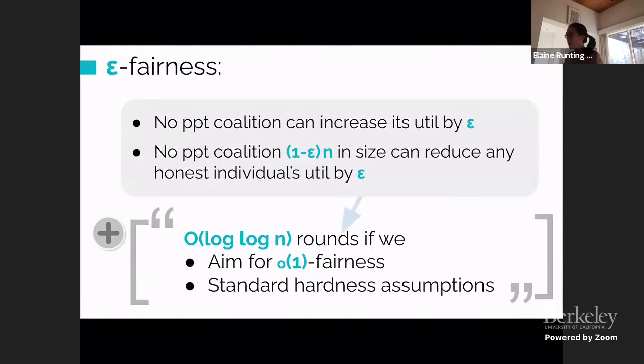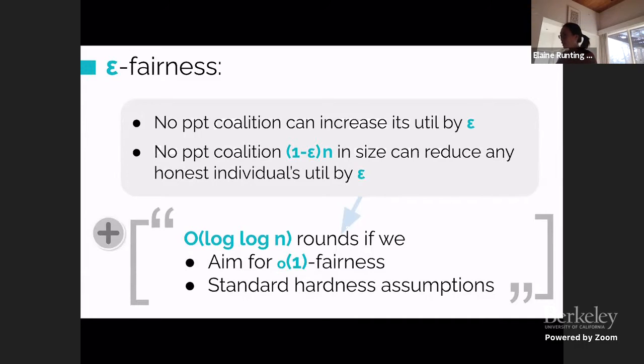First, what do I mean by approximate fairness here? I have a notion of epsilon fairness, and you may remember from the last slide, we achieve little o(1) fairness, so epsilon equal to little o(1). A protocol is said to be epsilon fair if the following two things hold. First, no polynomially bounded coalition can increase its expected utility by more than epsilon. Second, no polynomial time coalition that contains almost all the players, one that can control up to a 1 minus epsilon fraction of the players, even such large coalitions cannot reduce any honest individual's expected utility by more than epsilon.